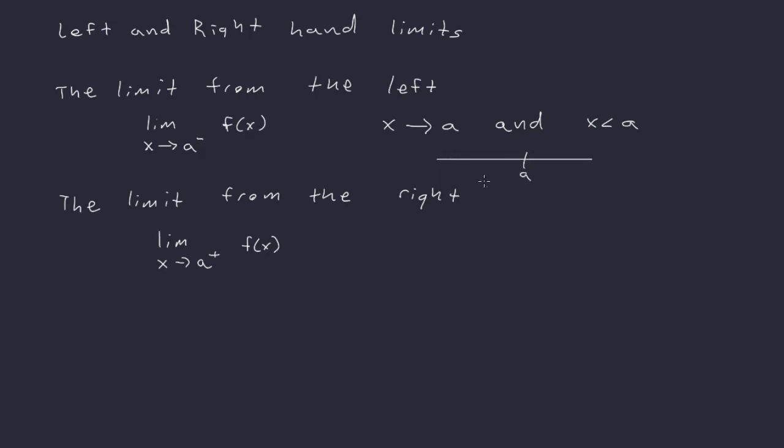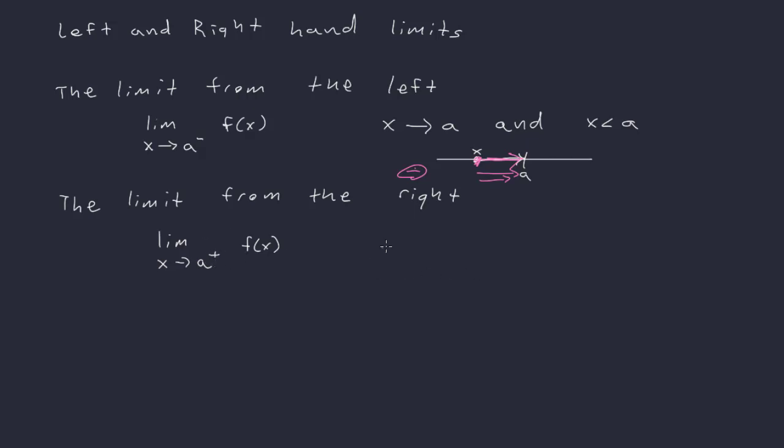stays less than a. I always think of this as, if we think of it on a number line, x only approaches from the negative side. This is the negative side of the number line, and x is approaching a from this side.